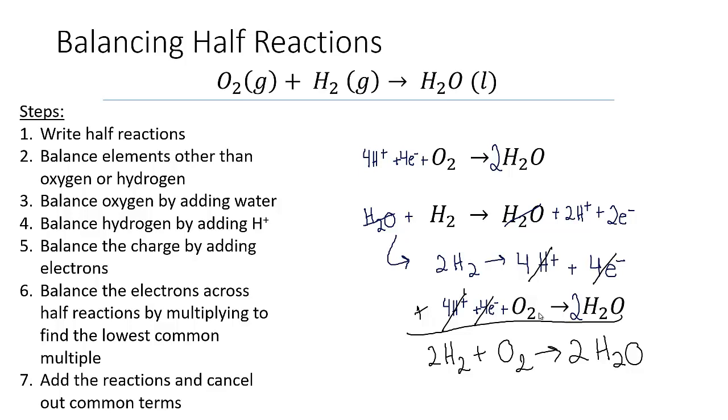So remember, oxidation is loss of electrons. Reduction is gain of electrons. So oxygen was reduced, hydrogen was oxidized. Another way of saying that is that hydrogen, since it was oxidized, is my reducing agent. Oxygen must therefore be my oxidizing agent.